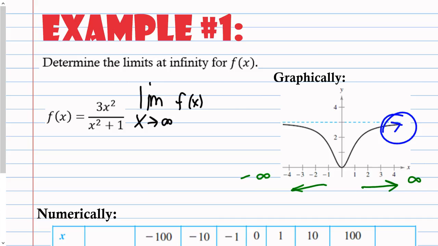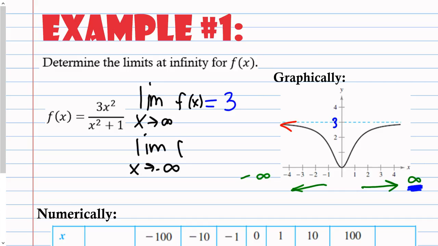Observing this graph, it appears that it tops out at y equals 3 whenever I'm headed towards positive infinity. So my answer would be 3. Now for the left, it's actually the same. This function is symmetrical. It's doing the same thing on the right and on the left. So if I had written out the limit as x approaches negative infinity of f of x, then my answer would also be 3. That's just for this function right now.